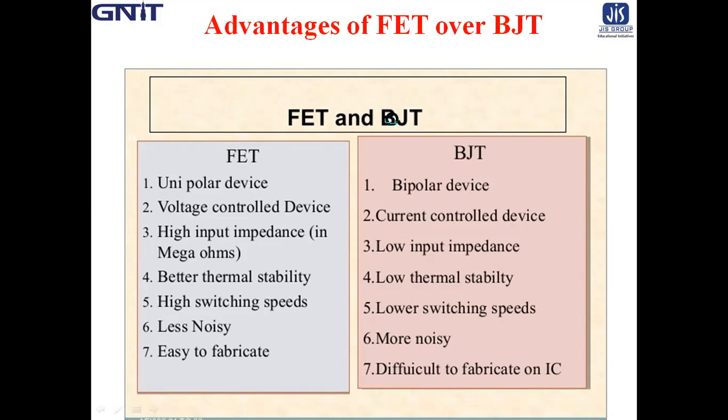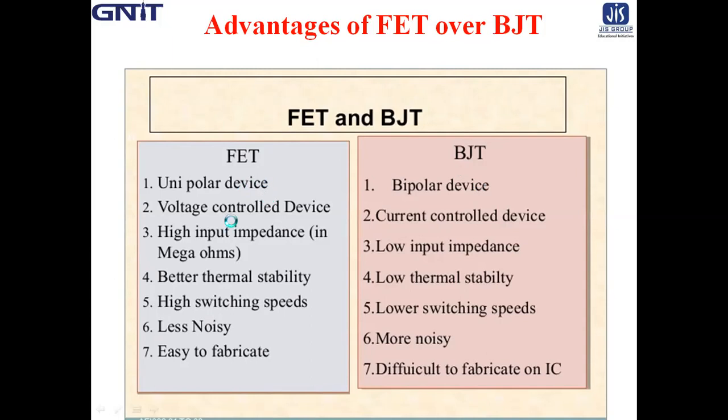So the first advantage is FETs are unipolar devices, while BJTs are bipolar devices. Why unipolar? Because only majority carriers are responsible for current flow in the conducting region. But in BJT, both majority and minority carriers are responsible for current flow in the device. That is why BJT is called a bipolar device and FET is called a unipolar device.